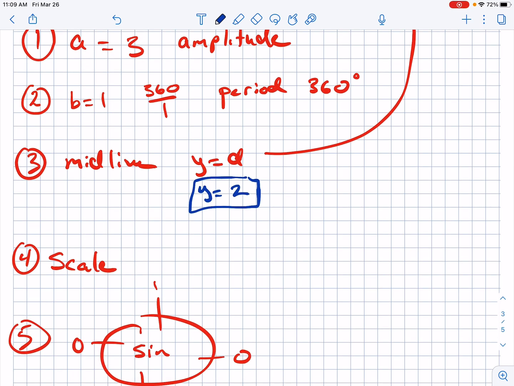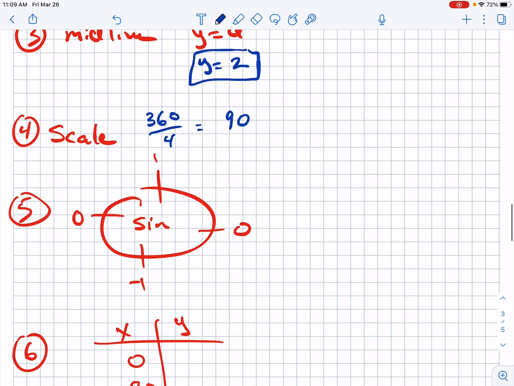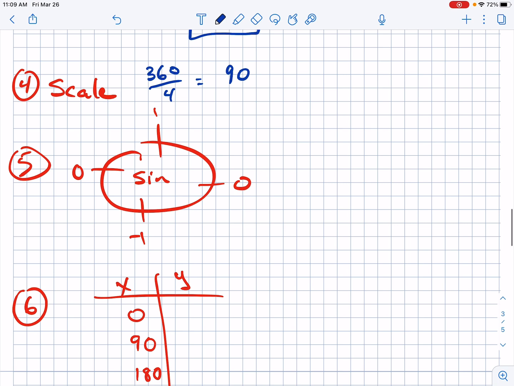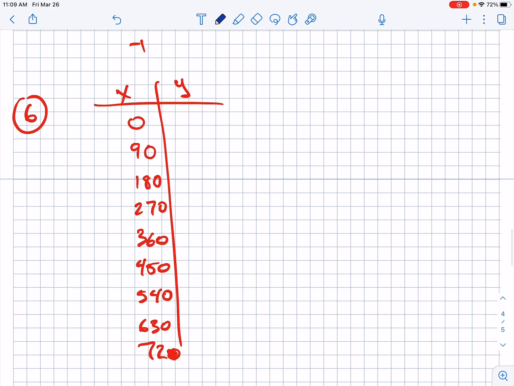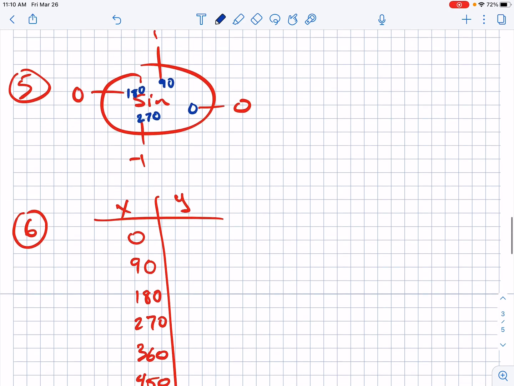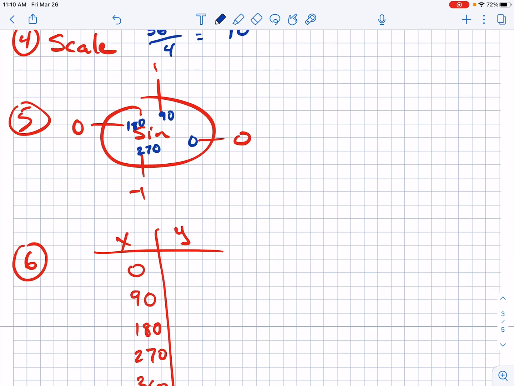Our scale will be 360 divided by 4 if we're in degrees, which makes 90 degrees. So just like the regular unit circle was marked off in 4 quarters, we have 0 degrees, 90 degrees, 180 degrees, 270, and then repeat. We use these values to make our table. Now I'm counting by 90 degrees because that was my scale factor, and the y values will be those from around the unit circle.